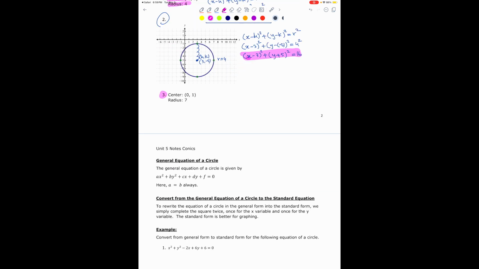Last but not least, question number 3, I have the center at 0 and 1 and the radius is 7. Again, I'm going to use the standard equation of a circle. x minus h all squared plus y minus k all squared equals r squared. I will substitute x minus 0 all squared plus y minus 1 all squared equals 7 squared. This is h and this is k. Now I have x squared plus y minus 1 all squared equals 49. And that is the standard equation of the circle given the information in question number 3.